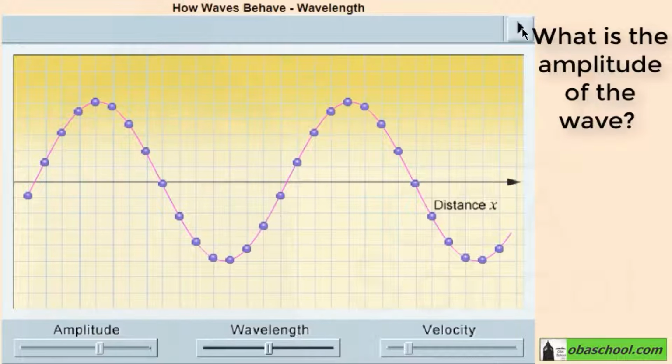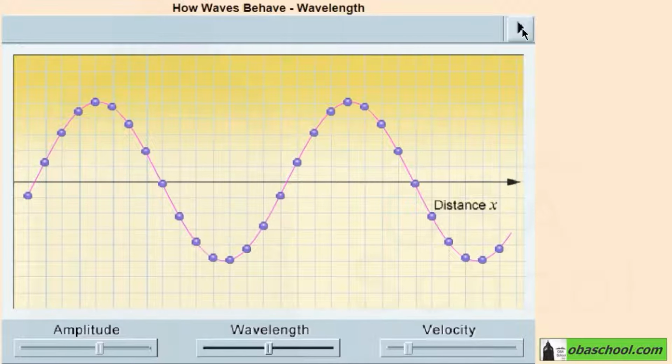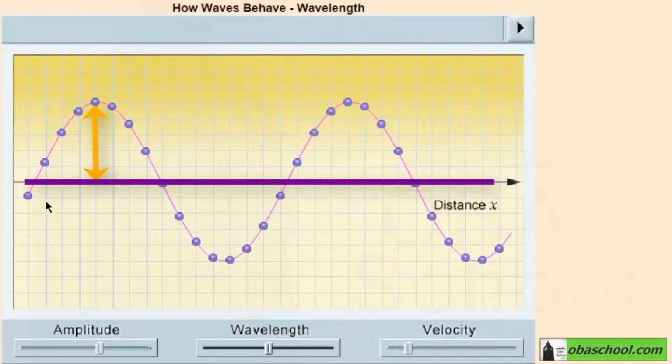What is the amplitude of the wave? We defined previously the amplitude as the highest displacement of a particle from its rest position. So, from this black line, right here, to the top of the crest, it's about 5 centimeters.